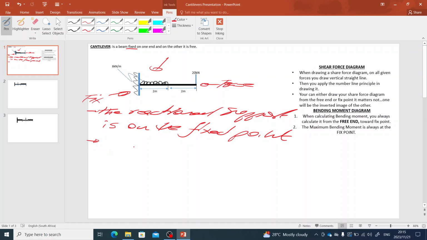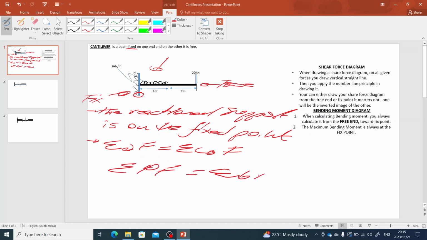Another thing, if you are given this type of a cantilever, there's no need for you to apply the law of moments, whereby you take moments and say the sum of the clockwise forces equals the sum of the anti-clockwise forces. On this cantilever, it is not applicable. The fact that we are having one reactional support on the fixed point, then you will say the sum of the upward forces equals the sum of the downward forces.